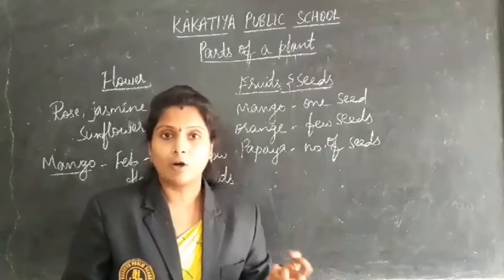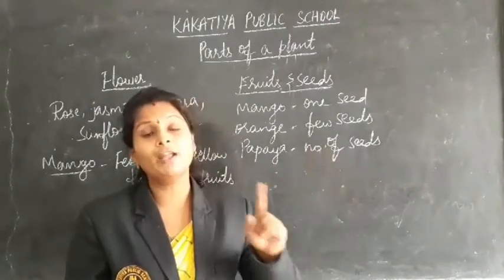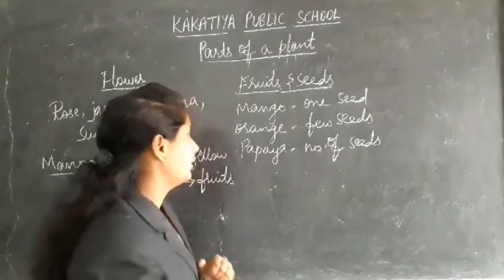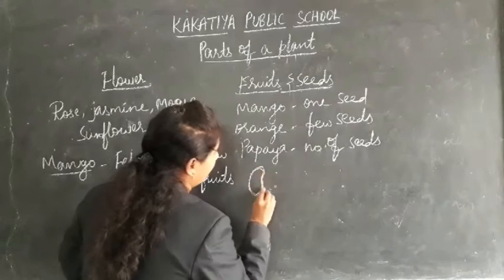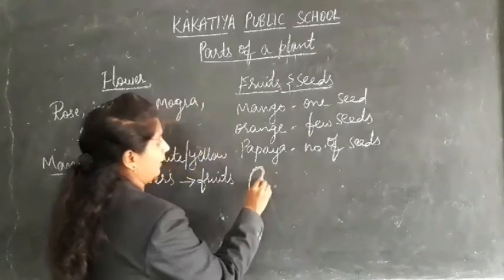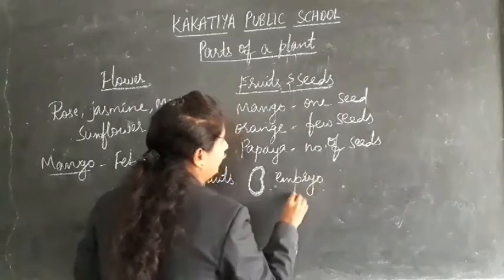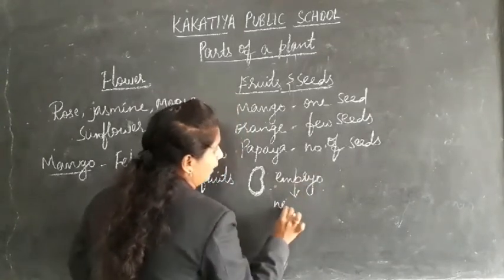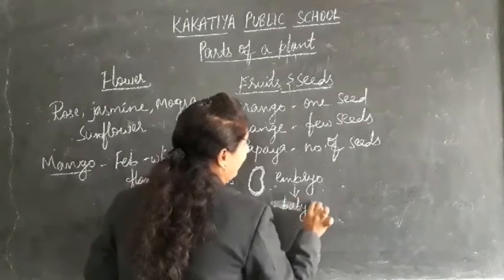So the seeds also require some conditions. Then only they will grow into a new plant. What are the conditions? So this is a seed. Inside the seed grows an embryo. This embryo is nothing but the baby plant.